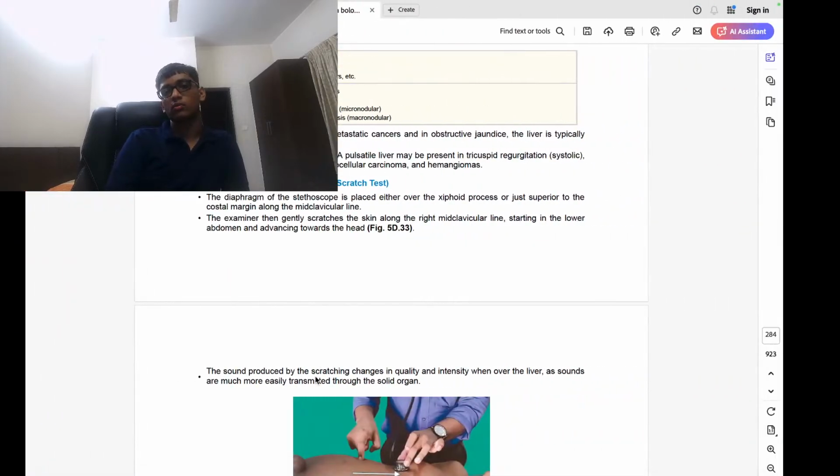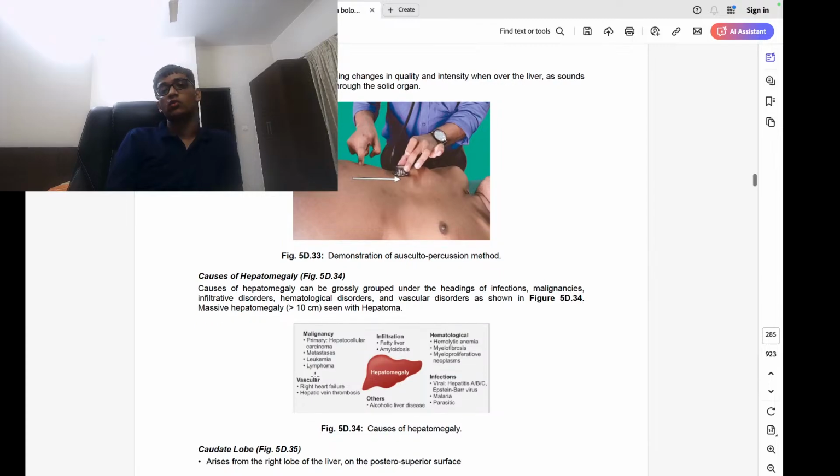We have the auscultopercussion method, which is a scratch test. The examiner gently scratches the skin along the midclavicular line, starting in the lower abdomen and advancing towards the head. The scratching sound changes in quality and intensity when over the liver, as sounds are much more easily transmitted through the solid organ.